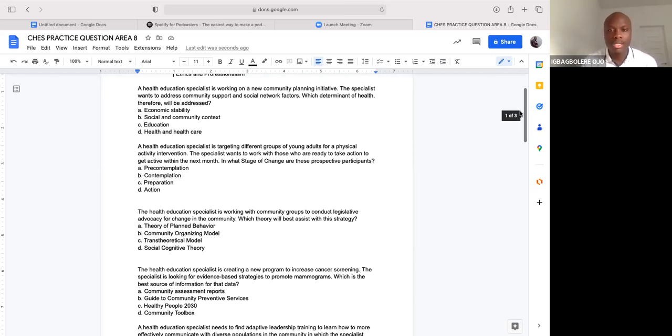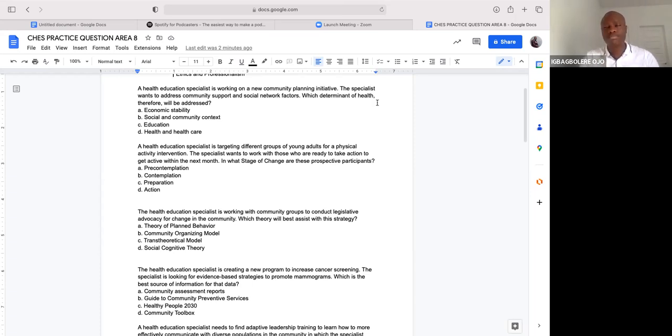A health education specialist is working on a new community planning initiative. The specialist, excuse me, wants to address community support and social network factors. What determinants of health, therefore, will be addressed? Okay, so option A says economic stability, B says social and community context, C says education, D says health and healthcare. Now, if you look at the construct of the question, the second part from here says the specialist wants to address community support and social network factors. That is where the question is, all right?